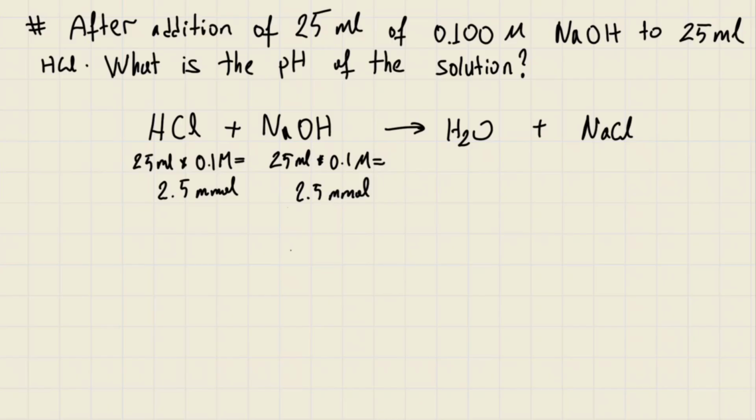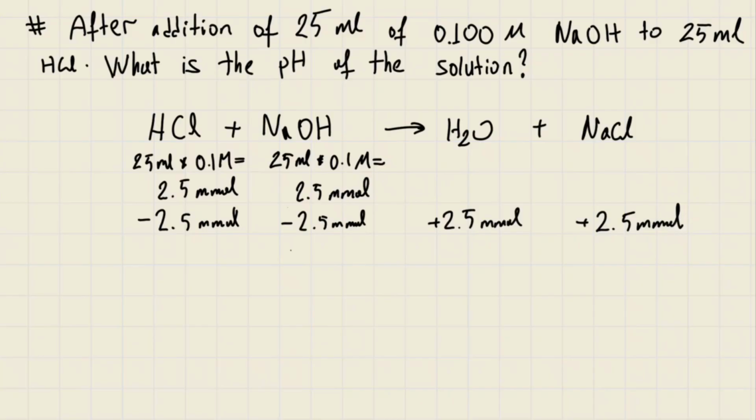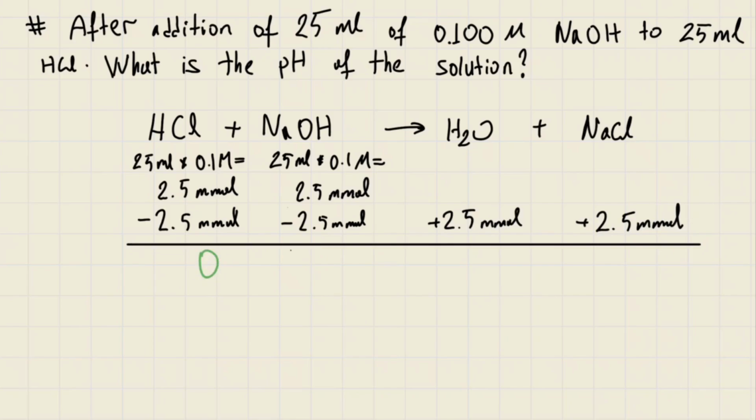They completely react with each other. There is no limiting reagent. We will deplete both of them, and we will create the same amount of water and sodium chloride. So we depleted all the HCl and the sodium hydroxide. In this case, we just have water.